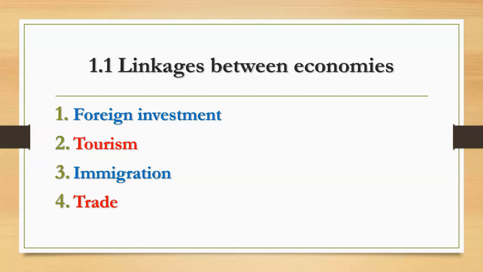If you look at it in the syllabus, there are 4 linkages between economies, which includes foreign investment, tourism, immigration, and trade. So what we are going to learn here is basically about how Australia as a country links with other countries, what kind of relationship they have with other countries when it comes to these 4 elements, and how having a relationship or linking with other countries in these 4 manners would benefit the Australian economy.